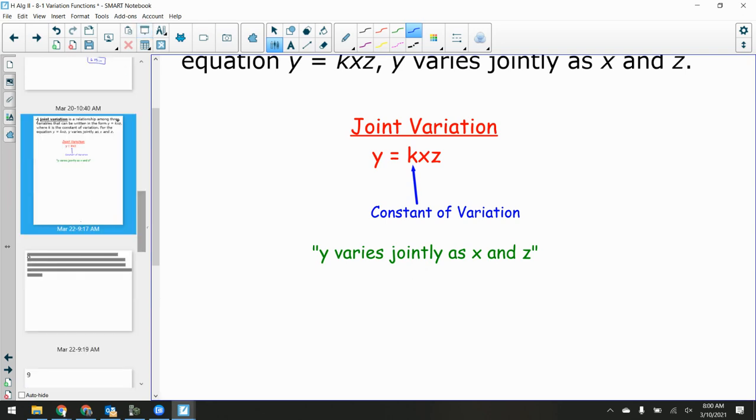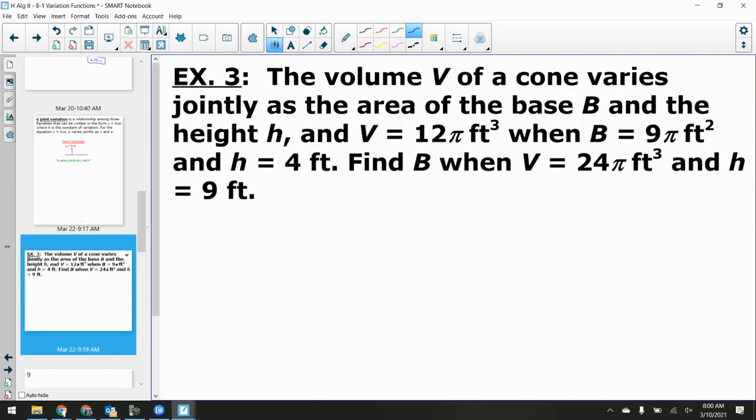So let's take a look here at how it does apply. The volume of a cone varies jointly as the area of the base B and the height h. All right, that right there, I'm not even going to read the rest of the problem just quite yet. That right there tells me enough information I need to create my equation with just variables in it.